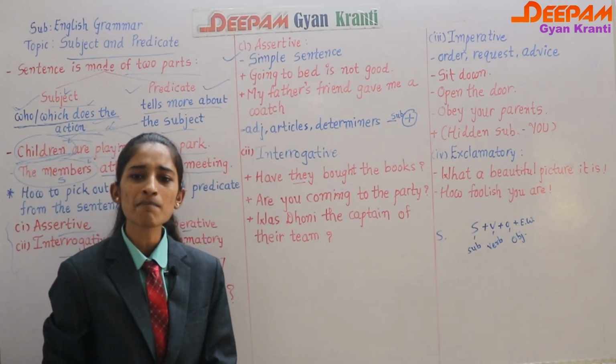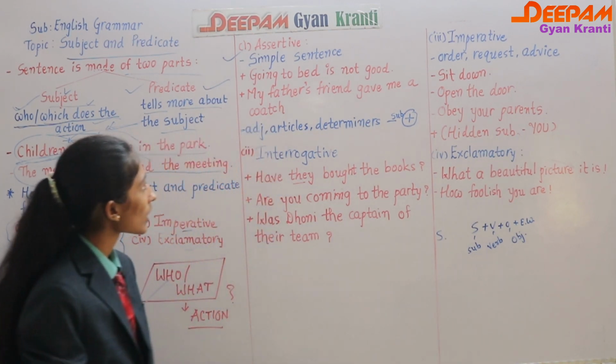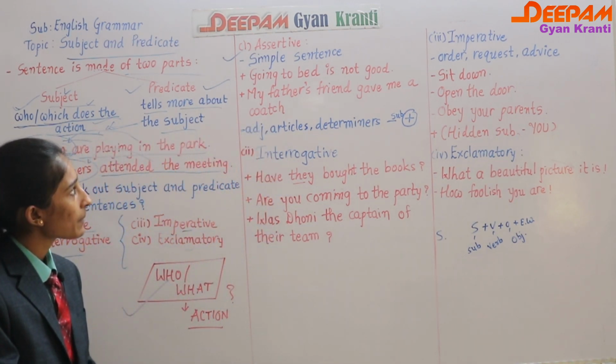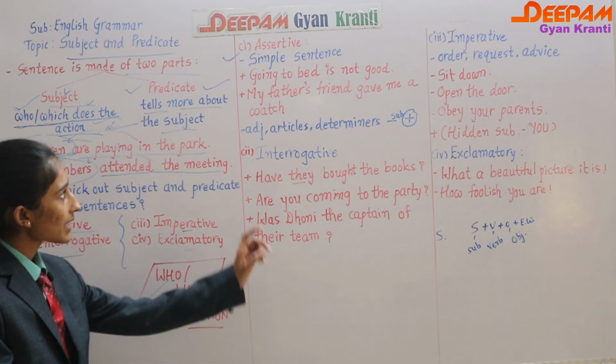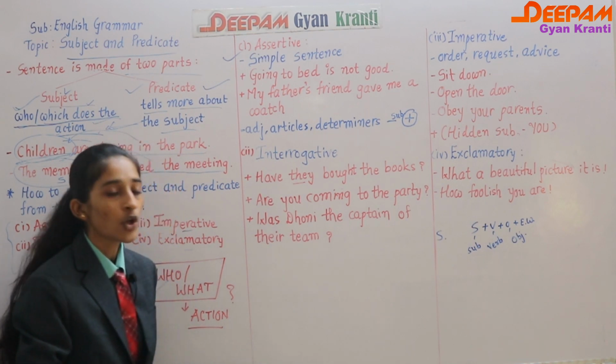Okay, now let's see. First one is our assertive sentence. Assertive sentence means a simple sentence with which we get the complete information about the subject. Now some examples are here. So, going to bed is not good.